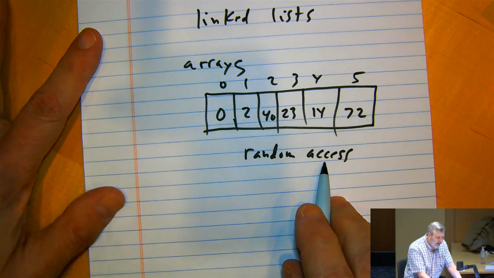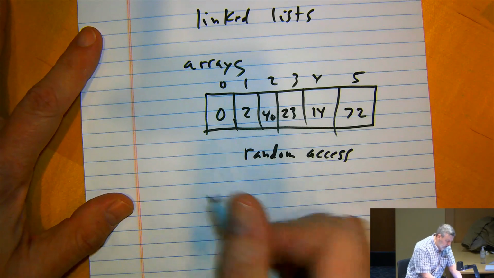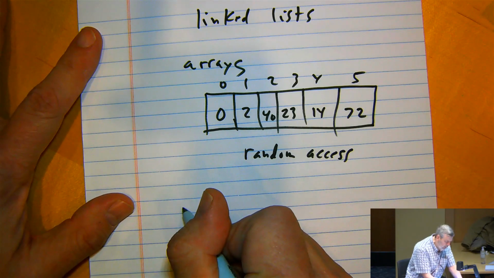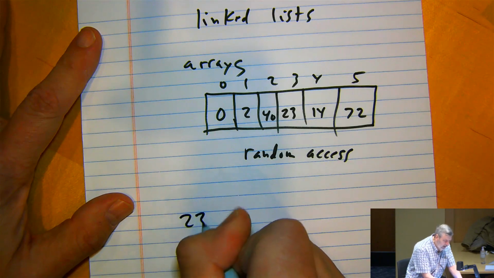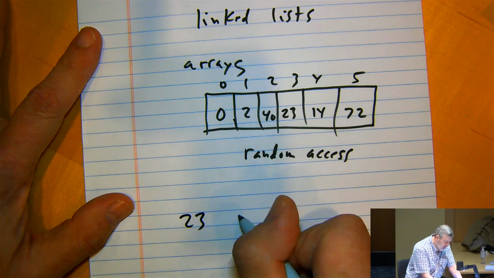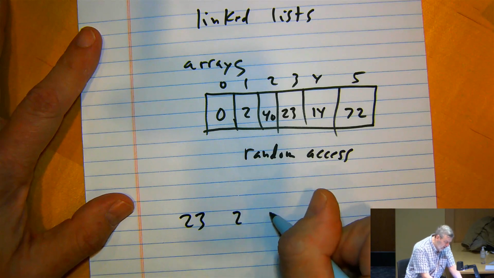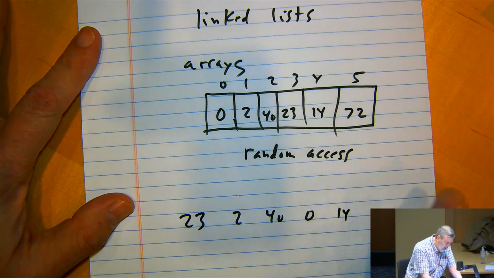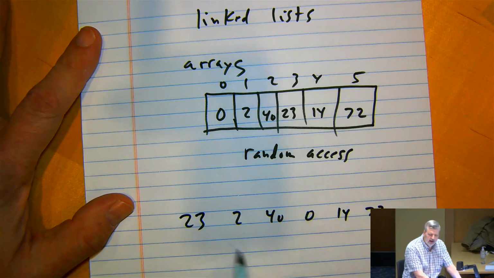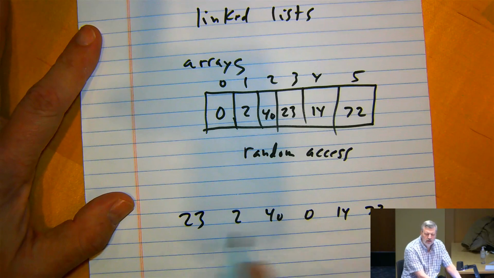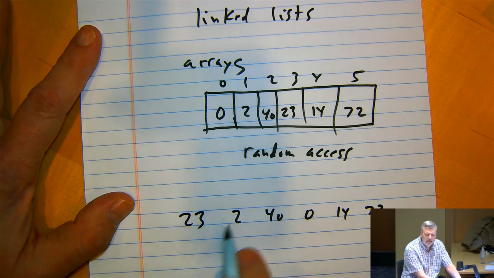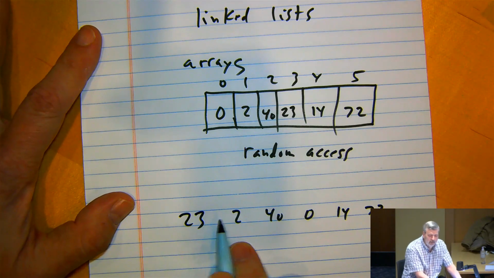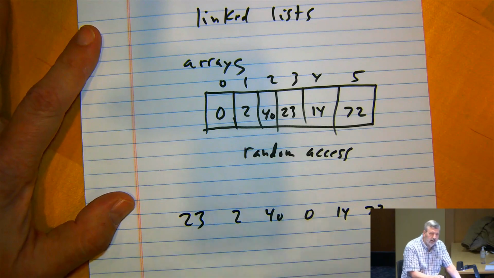Well, the other approach to this would be to say, well, let's not worry about where these things are stored in memory. So maybe I have a 23 here, and a 2 here, and a 40, and a 0, and a 14, and the 72. And I've made these things look like they're next to each other, but I'm actually assuming there could be a whole lot of stuff in between here. Maybe, maybe not. I mean, these are just kind of at various random kinds of locations in memory.